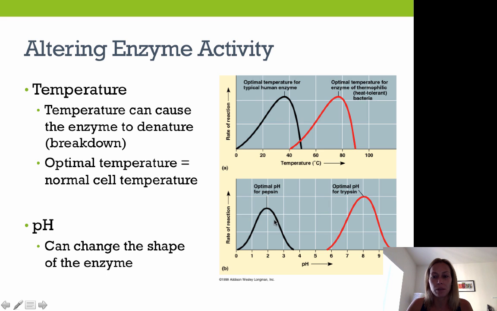Trypsin is an enzyme that is found in the small intestine. It's used to break down some proteins as well, and we can see that the pH of the small intestine is close to around a pH of 8. It's slightly basic. So if trypsin was to be found in the stomach, it wouldn't work because it's too acidic in the stomach for it to function. The active site would change shape, substrates would not be able to bind to the active site, and that enzyme would not be able to catalyze any reactions.